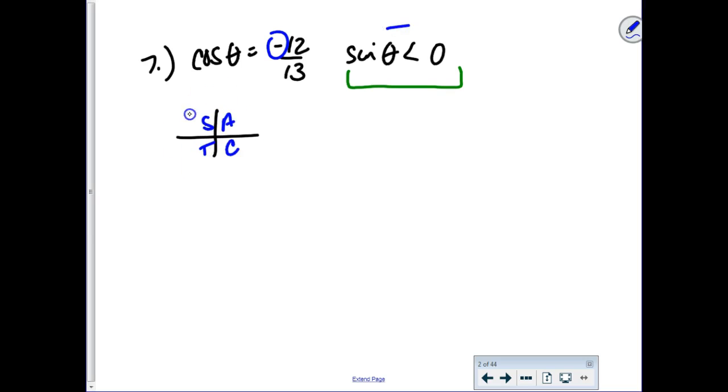So this is quadrant 1, 2, 3, and 4. If cosine and sine are negative, that means you must be down here in quadrant 3. So the best way to approach this question is to draw it. Of course, my triangles are never to scale, but that's okay. So the cosine is negative 12 over 13.